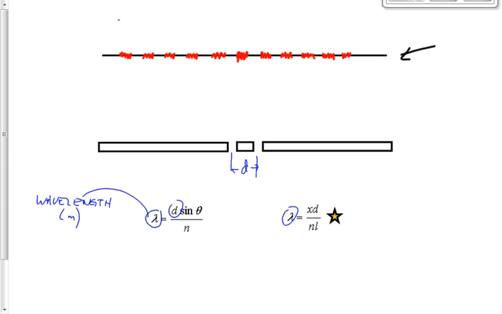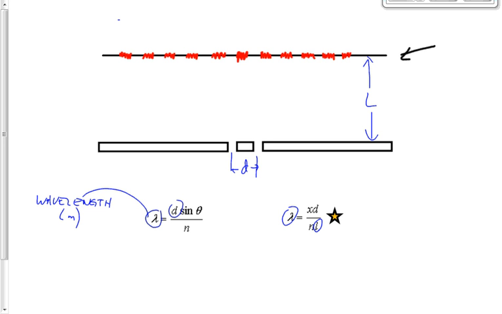Difference what? I'm sorry? Difference between the screen. You're close, but not the difference between the screen. Katie? The distance between the screen and the barrier. Yeah. The distance between the screen and the barrier. And that's going to be measured in meters as well.